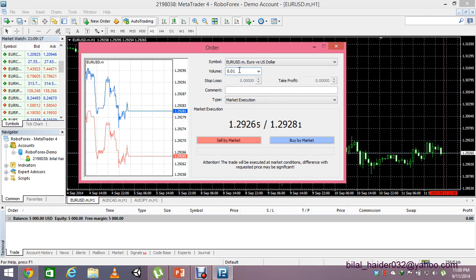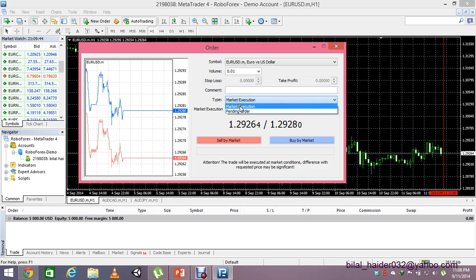I'm about to place a 0.01 lot size trade, and I'm about to place a sell trade. That means I'm actually buying 1000 units of US dollars. So I have selected that volume, and I am going to place a market execution. Market execution means that if I click this button here, it will place the trade just now.